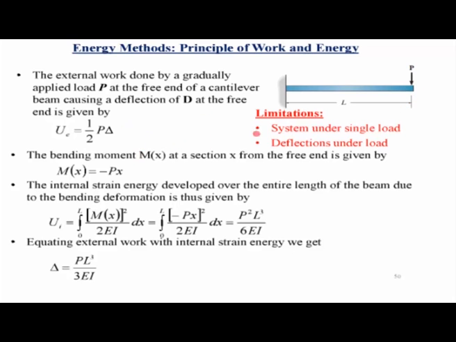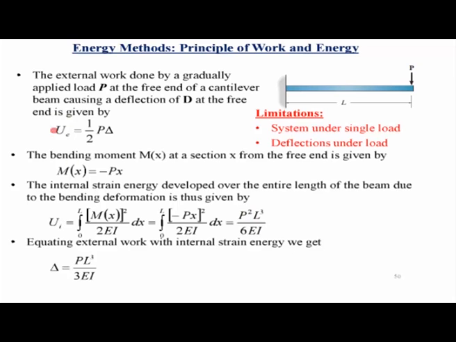Now if you want to find the bending moment at any distance x from the right end, in this case, the bending moment is given by minus P into x. So if you want to calculate the strain energy, this is the formula that we saw in the previous slide. So it is given by the integral from 0 to L of M(x) square by 2EI dx. Now here your M(x) is minus Px, so you put that here and you integrate it. So if you do the integration, you will be getting P square L cubed by 6EI.